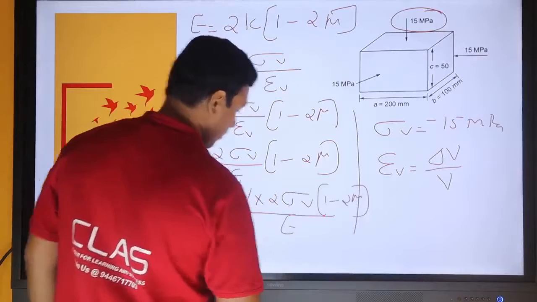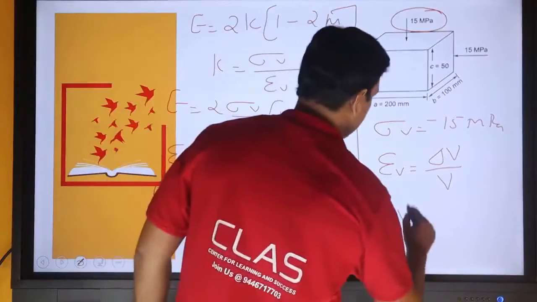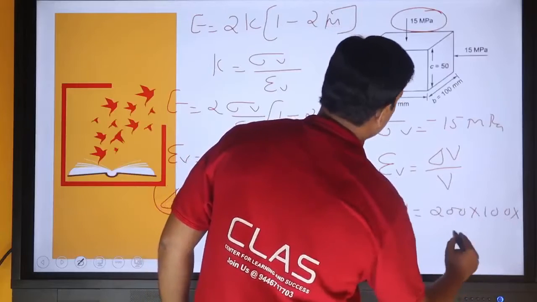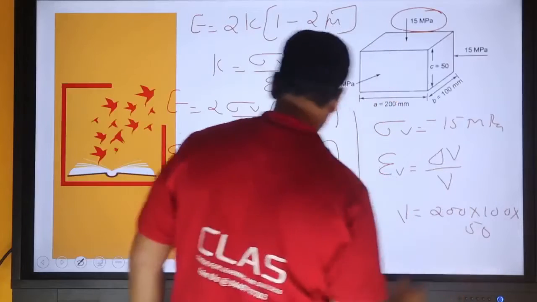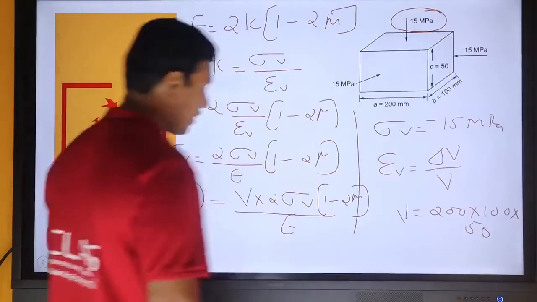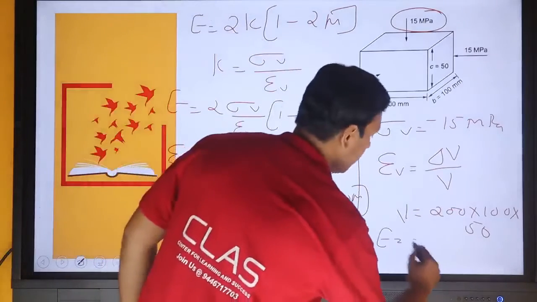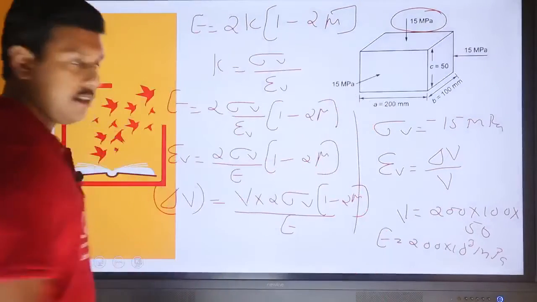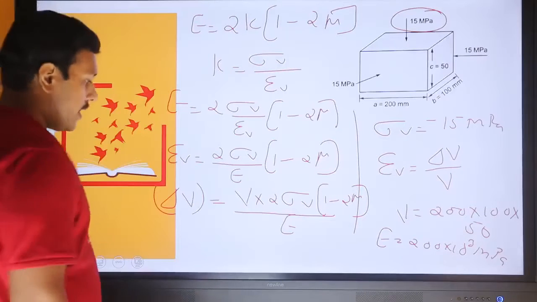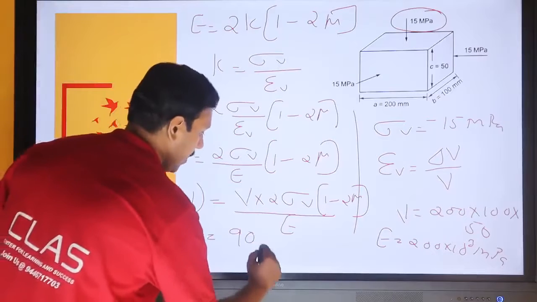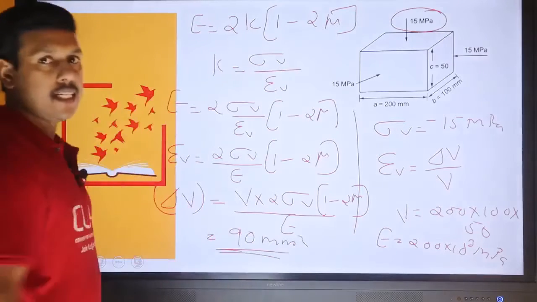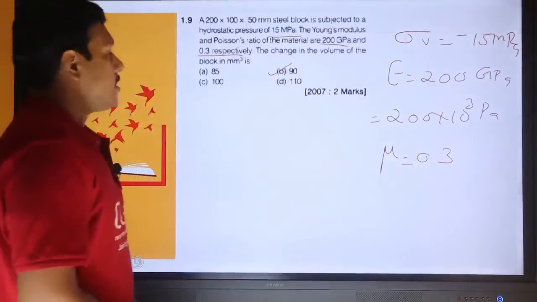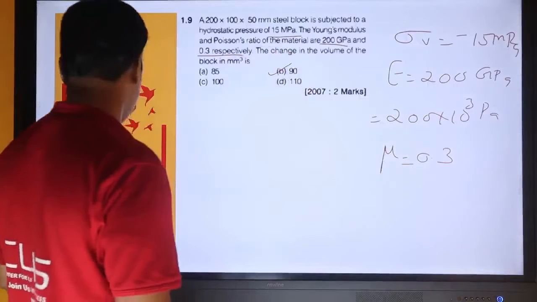Here volume is equal to 200 into 100 into height 50. This is the volume. Then volumetric stress is minus 15 megapascal. Young's modulus is given, 200 into 10 raised to 3 megapascal. All the values are given. Poisson's ratio is 0.3. We get change in volume is equal to about 90 mm cube. Change in volume is equal to 90 mm cube. That is the correct answer.